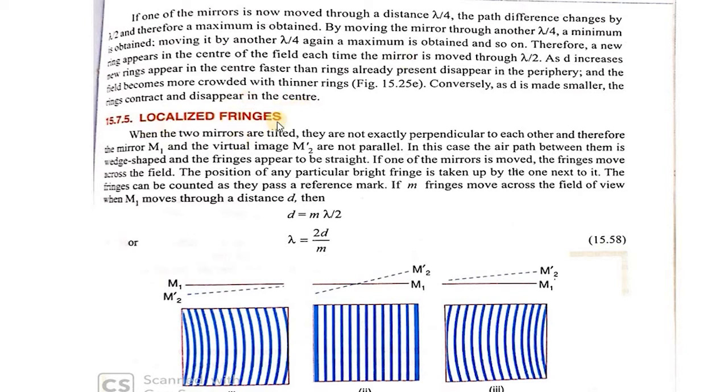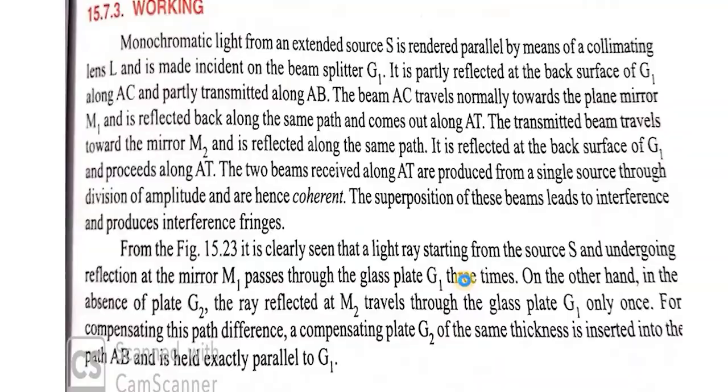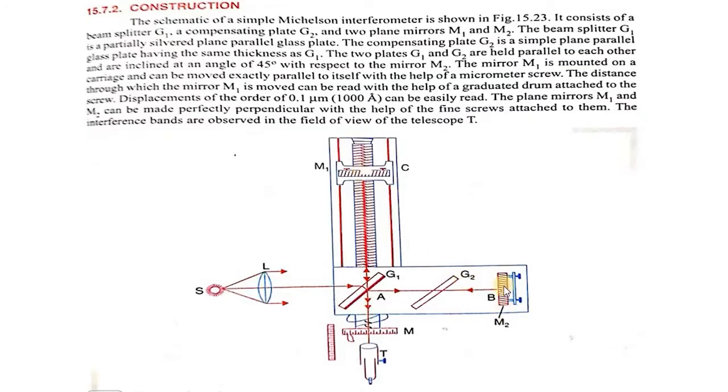So what do you mean by the concept of localized fringes? When two of these mirrors are parallel and they are moved against each other, they are coinciding. We have discussed all those positions. Now next we'll assume the condition where the mirrors are not kept exactly perpendicular to each other. One mirror M1 is here, another mirror M2 here, and they are exactly perpendicular to each other. So if you observe the image M2 prime and M1, they will be exactly parallel, right?